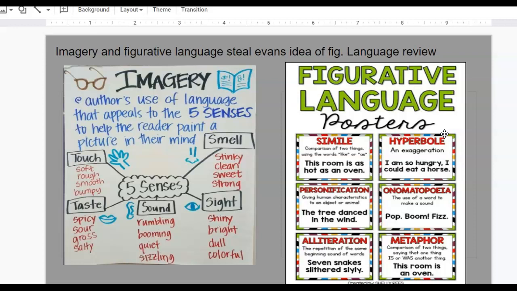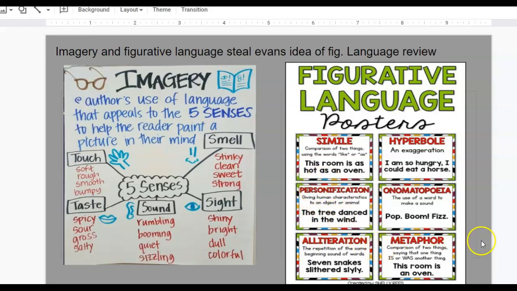It's just an exaggeration. Personification is giving non-human things human characteristics, such as the tree danced in the wind. Trees really can't dance. Or the cat whispered in my ears. Even though a cat is alive, it's not human, and so we're going to give it human characteristics, okay? That's personification. And if you get confused about it, remember, person. Person is a human being, right?